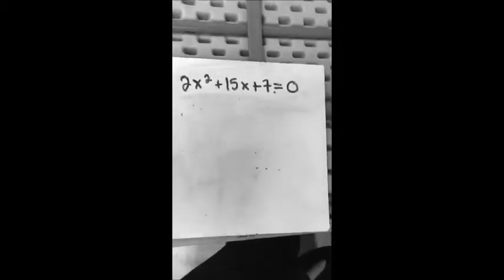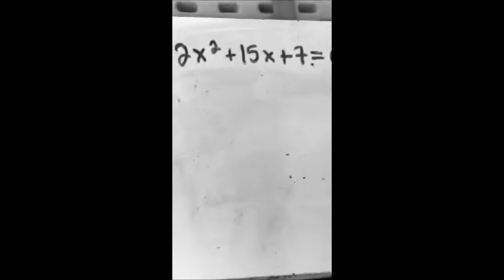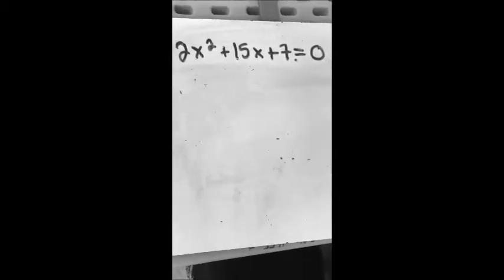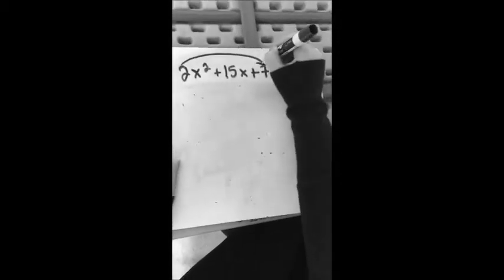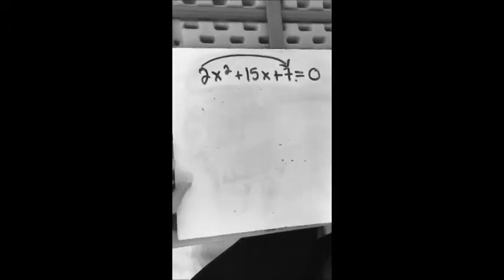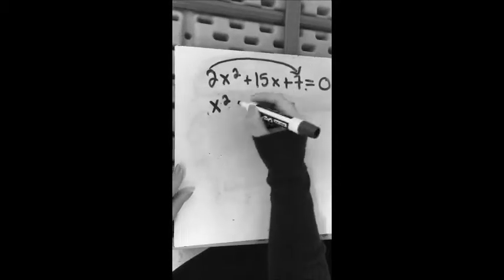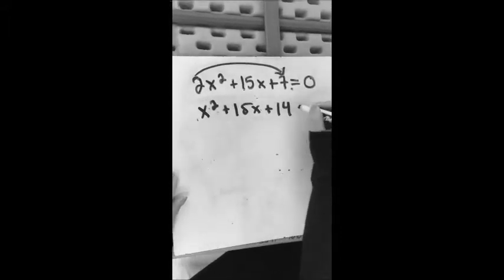Okay, so the first equation was really easy, and now we're going to advance to a different one, which is a little bit more hard. This equation will be 2x squared plus 15x plus 7. In this equation, we'll be multiplying 2 times 7 since a is greater than 1. And the equation will end as x squared plus 15x plus 14 equals 0.